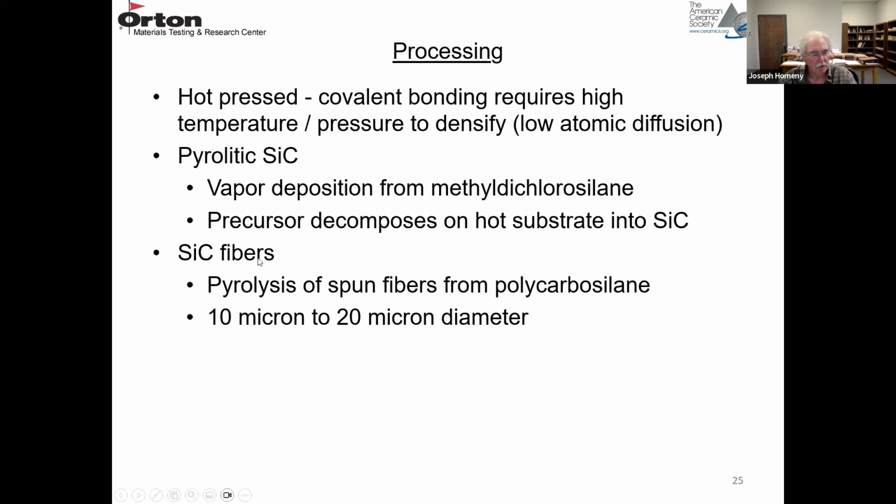And then you can make silicon carbide fibers. Polycarbosilane is a source or a precursor for silicon carbide. So you spin fibers from polycarbosilane, basically making polymer type fibers. You go through a pyrolysis process, decompose the polycarbosilane into silicon carbide. So you end up with fibers 10 microns, 20 microns in diameter.